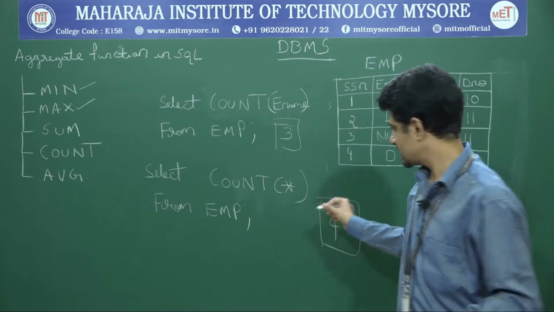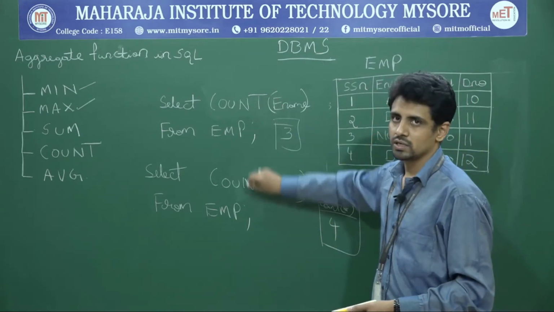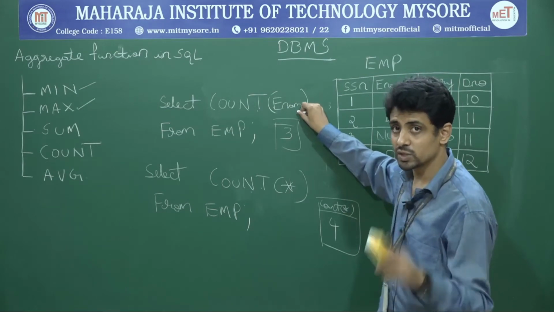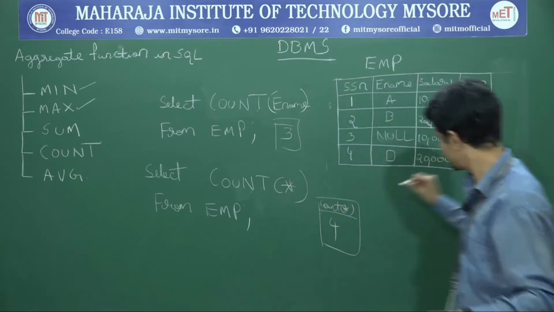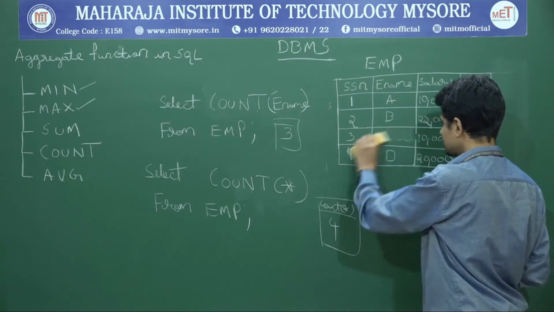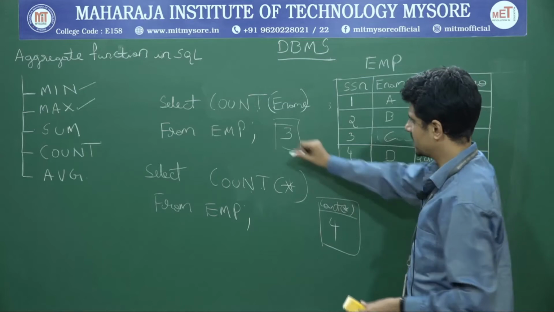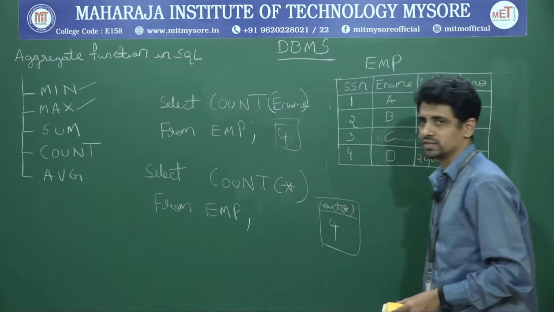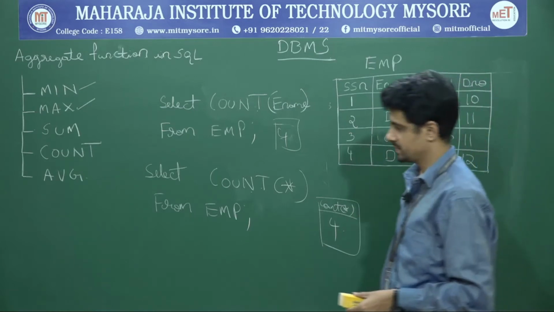For the time being, just understand the two different ways of counting: count of attribute name yields a different result only when some of the values are null. If it had no nulls, if I had a value here as well, the result I would expect would be the same as this 4 itself, because the values are present.